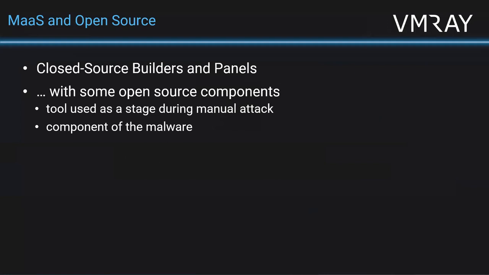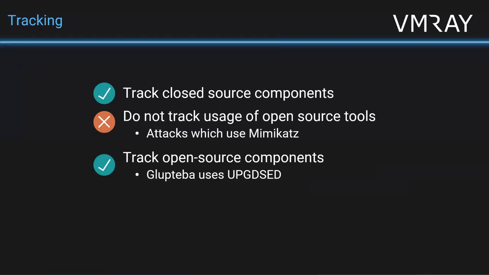And of course, they also have some open source components, such as a stage that might be used during a manual attack to deliver the malware. Or it's possible that a component of the malware itself is open source, such as a component for privilege escalation. What we normally do is track the closed source components, and we do not track at all the open source tools which are used in attacks, because they are so common that they would give us no data. But it might be worthwhile sometimes to track the components which are used inside the malware, even though they are open source.